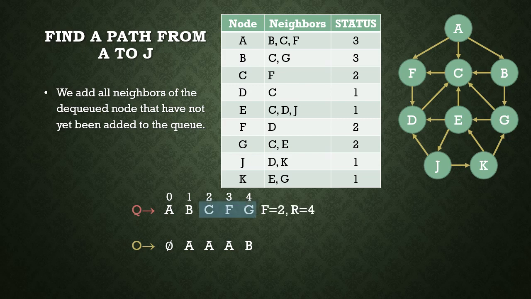The queue now exists from C to G. We have advanced the rear variable. Another thing to note is that for G, the origin entry, or the O entry, is B because it was enqueued after the dequeuing of B.